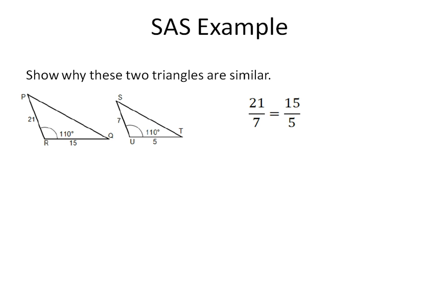So we simply set up the proportion 21 over 7 is equal to 15 over 5. Cross multiply and divide, and we end up with 3 is equal to 3. Actually, we just reduce the fractions here, but if you cross multiply you will get the same result. Okay, so since you have two pairs of sides that are proportional and the included angles between them are congruent, then these two triangles are similar by side-angle-side, or SAS.